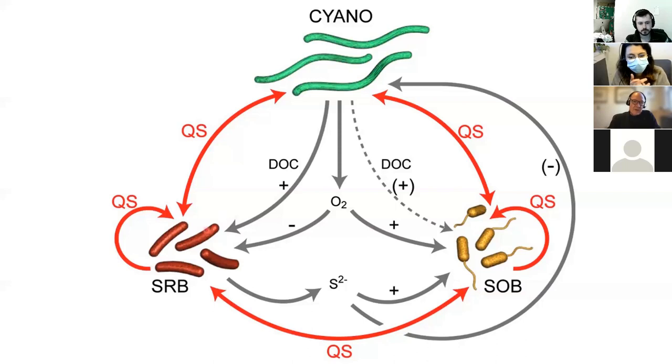We do not know if the quorum sensing compounds of the sulfate reducers are picked up by the cyanobacteria, but we do know that the quorum sensing compounds made by the sulfate reducers are picked up by the sulfide oxidizers. So again, there may be a potential here. The problem is that it's not very easy to measure all these compounds at the same time, and so it's the top of the iceberg, I would say.